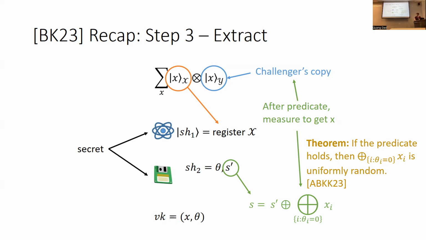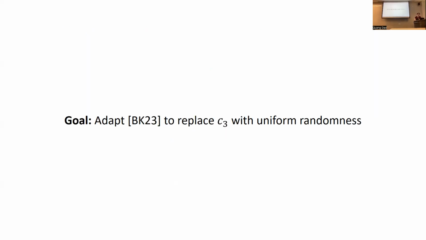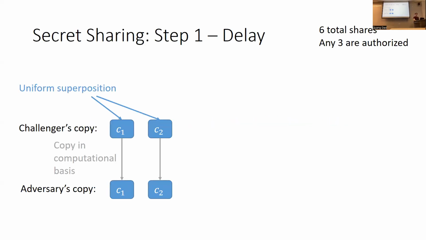That's what they did. Now we need to map it to what we were going to do. So our goal is to adapt their proof. And for the sake of concreteness, let's try and replace the third share to be corrupted with uniform randomness. First thing we need to do is delay. Now, because the first two shares to be corrupted don't yet determine the polynomial, we can just sample these uniformly at random.